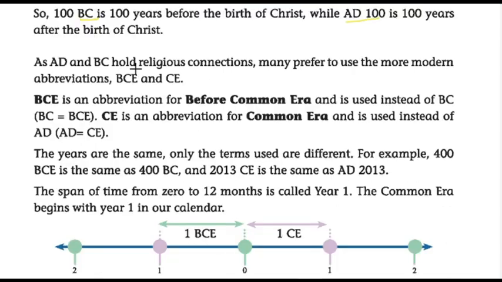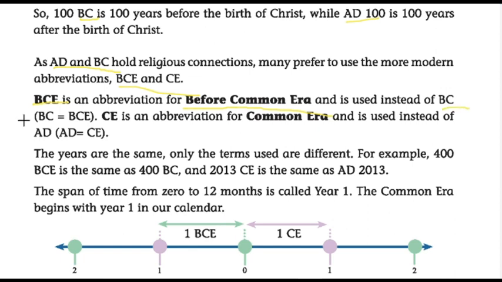As AD and BC hold religious connections, many prefer to use more modern abbreviations, BCE and CE. So BC and AD have changed into BCE and CE. How has it changed? We will see that. BCE is an abbreviation for before common era, and is used instead of BC. Instead of BC, we are using BCE.